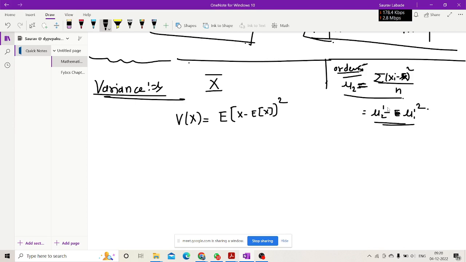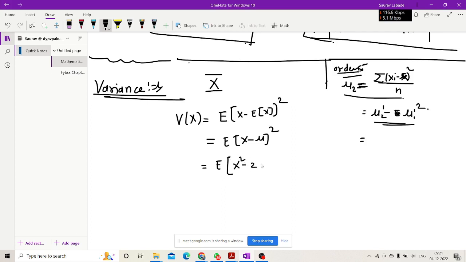So this I am getting. But actually it was expectation of (X minus expectation of X) whole square. So that is the formula I am using here, and that is my variance. Now if I try to solve this, it is expectation of (X minus mu) whole square, since expectation of X is mu. Again I am just solving this bracket square.